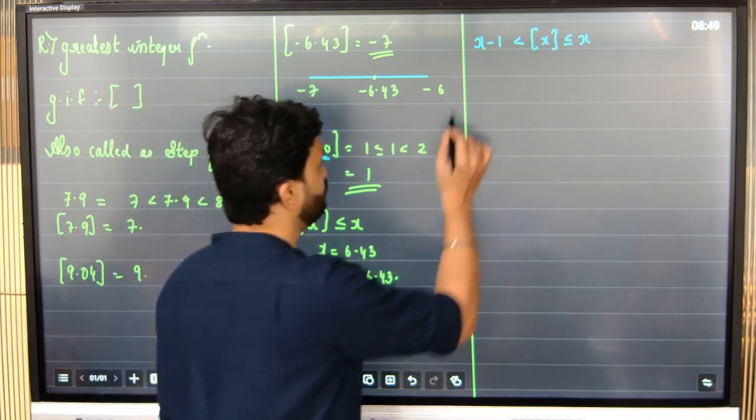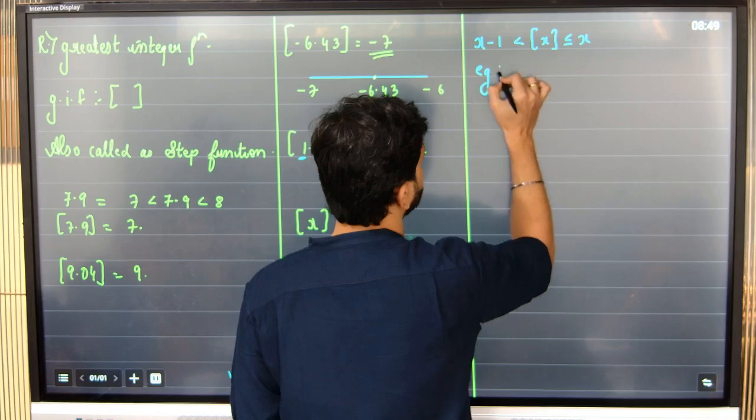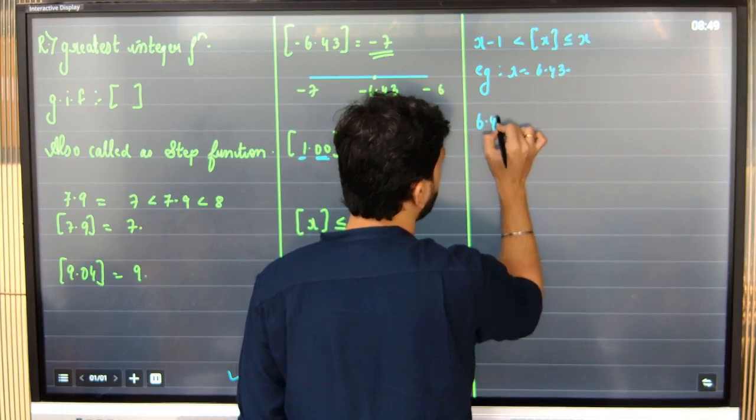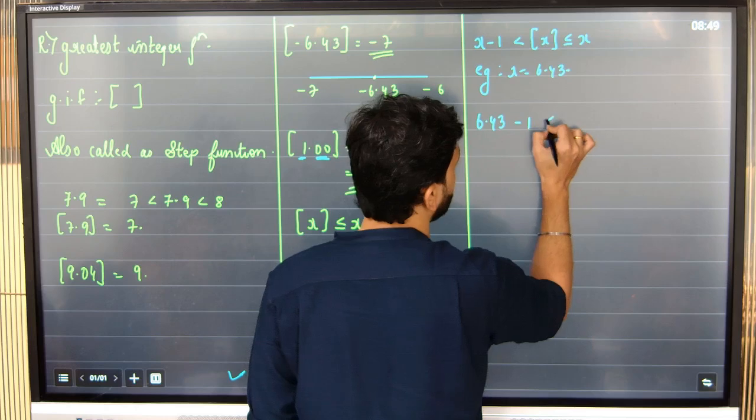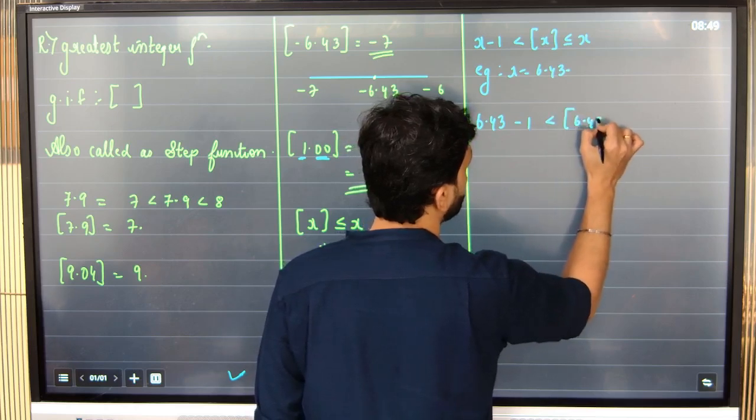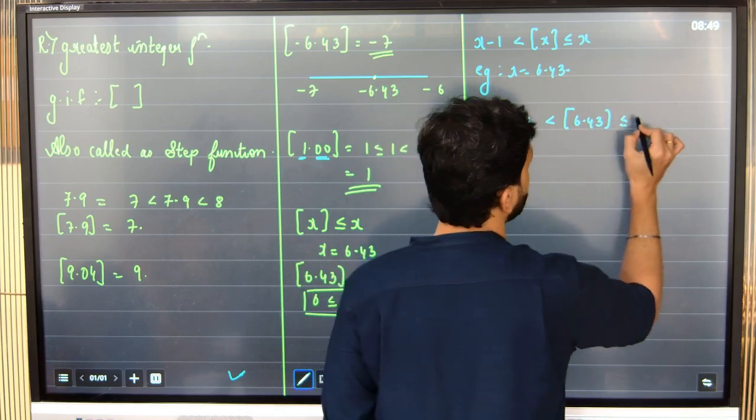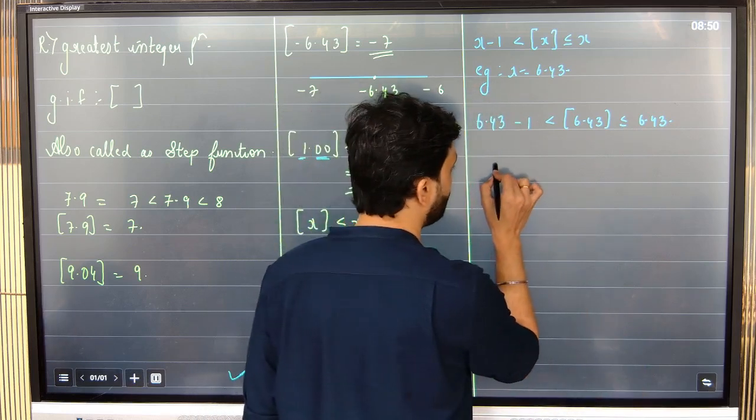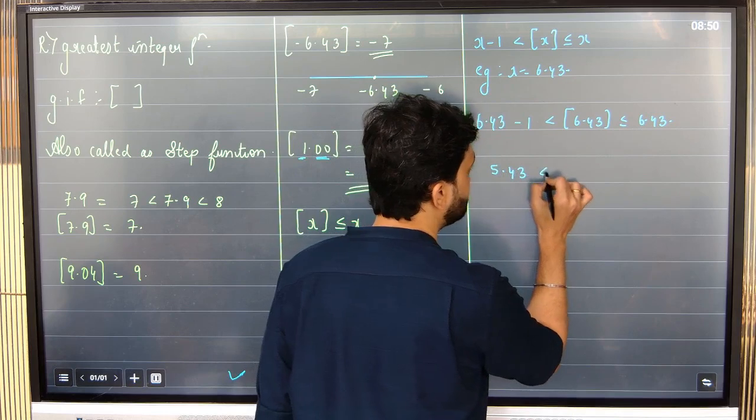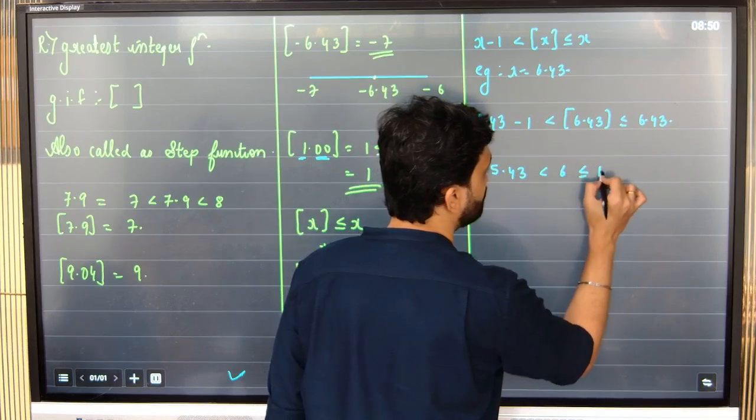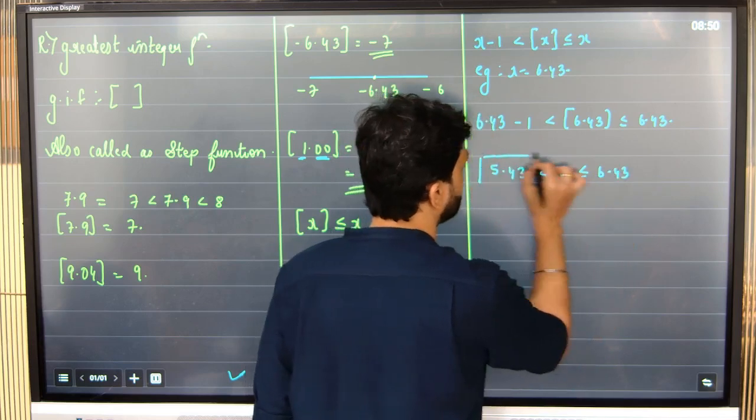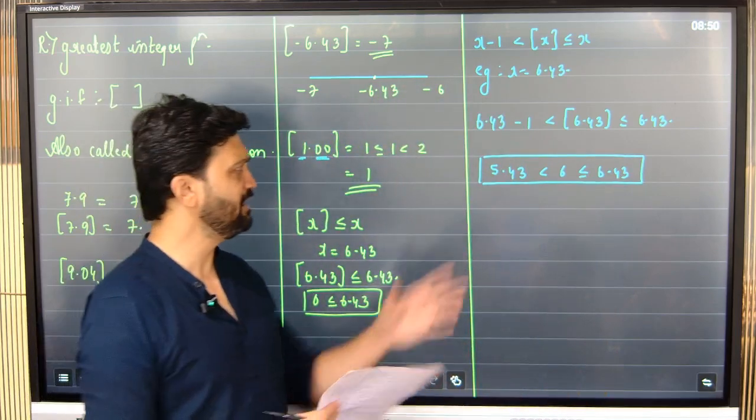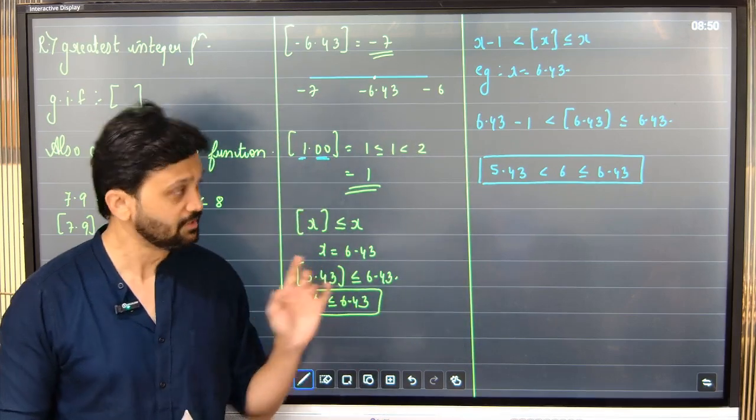It will always satisfy the condition. Let's take the same example. X is 6.43. So I will get 6.43 minus 1 less than greatest integer of 6.43, less than equal to 6.43. 6.43 minus 1 will give you 5.43, which is less than 6, which is less than equal to 6.43. If you pay attention, this indeed satisfies the condition. Take any example of your choice. You can substitute the value.